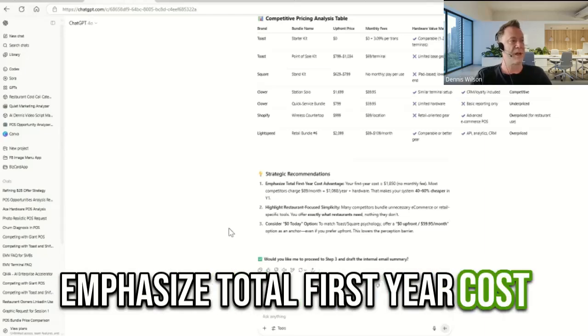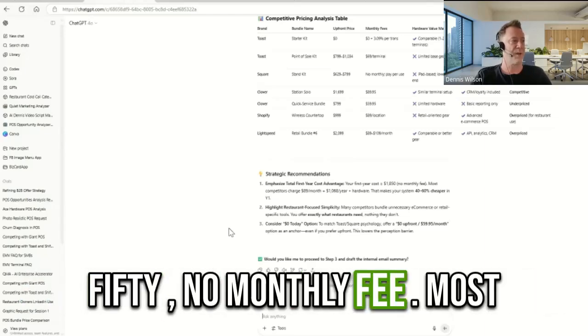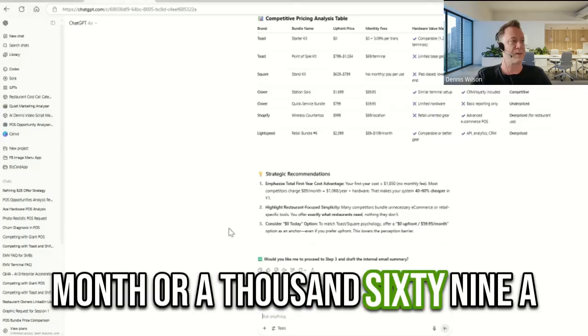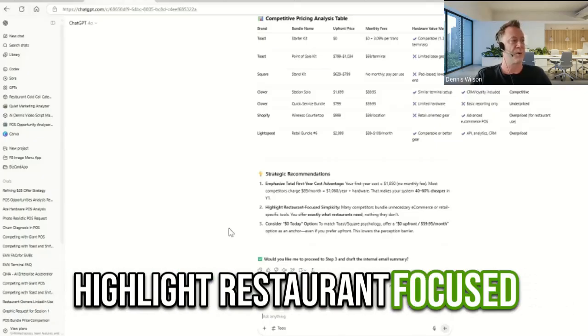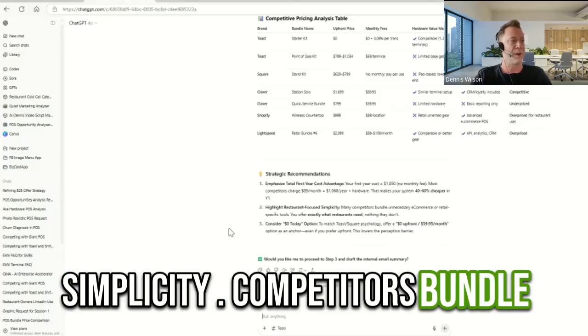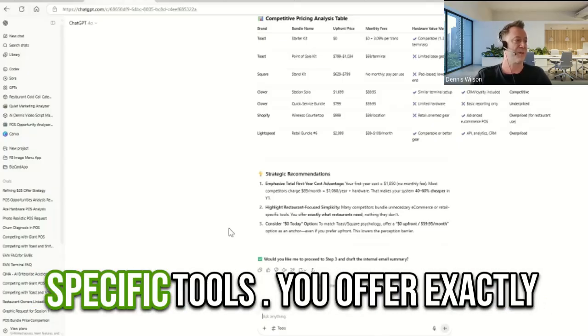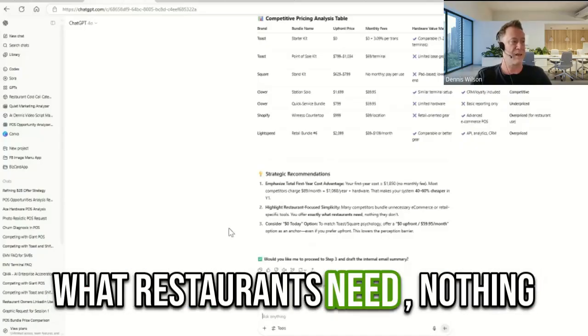Emphasize total first-year cost advantage. First-year cost $1,850, no monthly fee. Most competitors charge $89 a month or $1,069 a year plus hardware. That makes you 46% cheaper. Highlight restaurant-focused simplicity. Competitors bundle unnecessary e-commerce or retail-specific tools. You offer exactly what restaurants need. Nothing they don't.